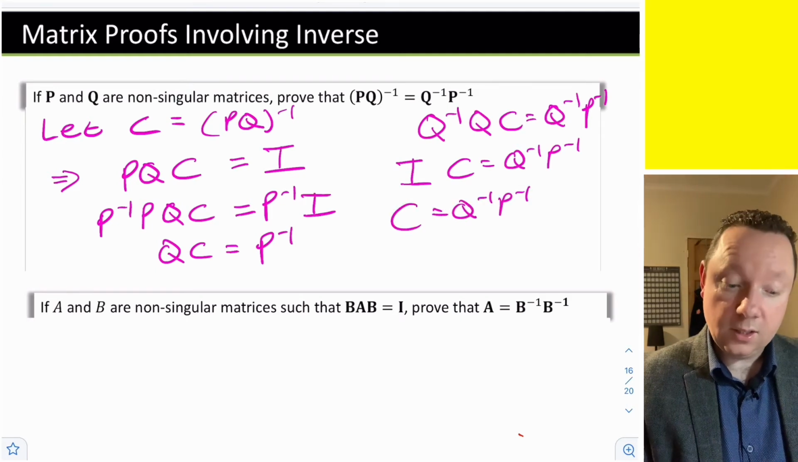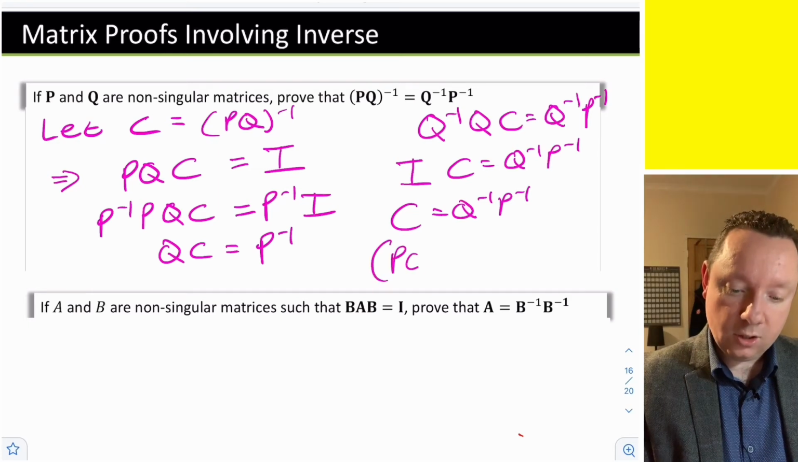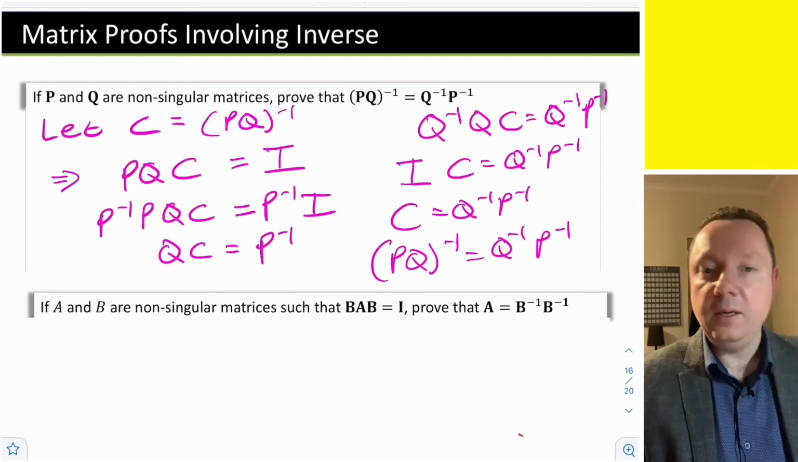Or to put it another way, since we know C is (PQ) inverse, we've just shown (PQ) inverse is the inverse of Q times the inverse of P.